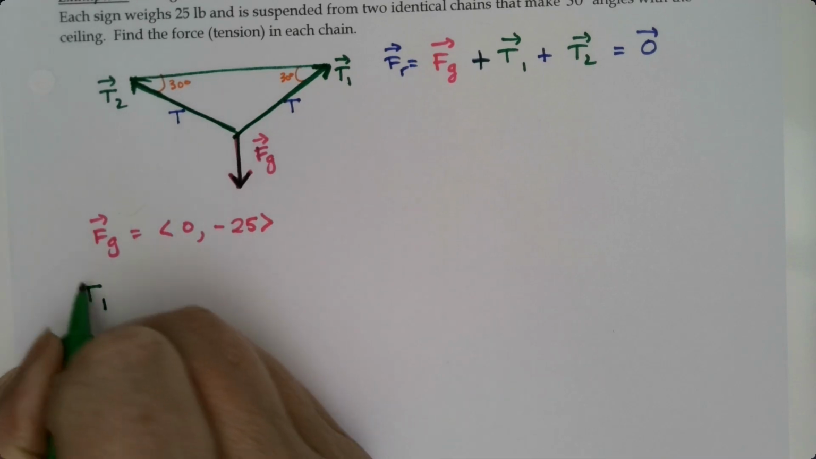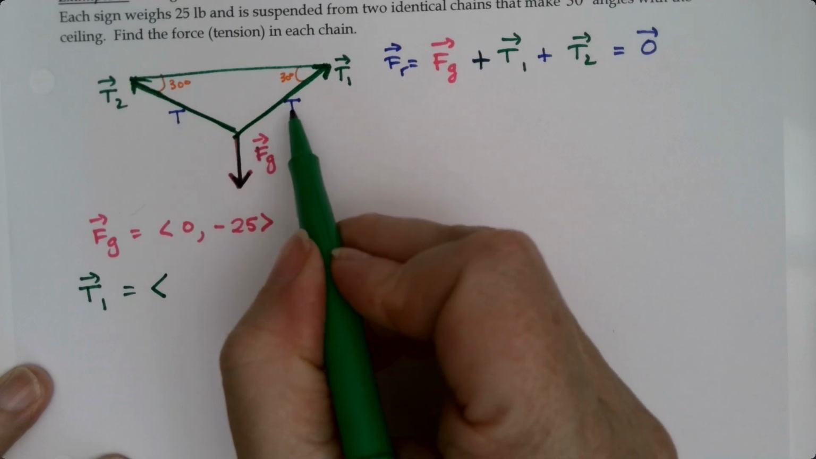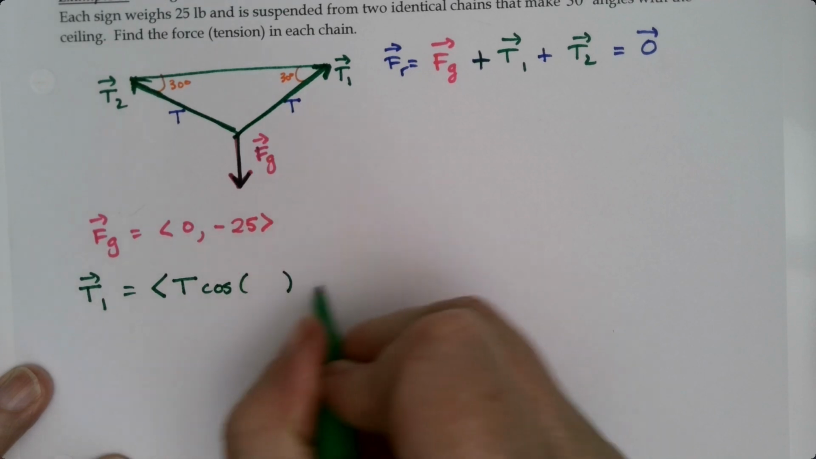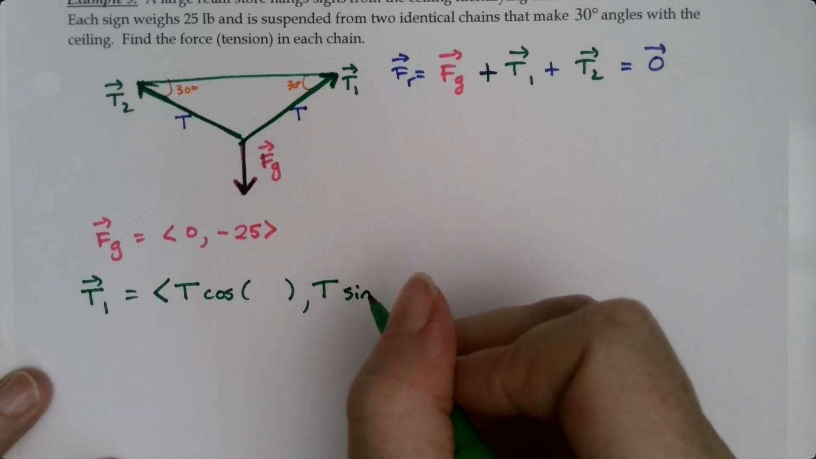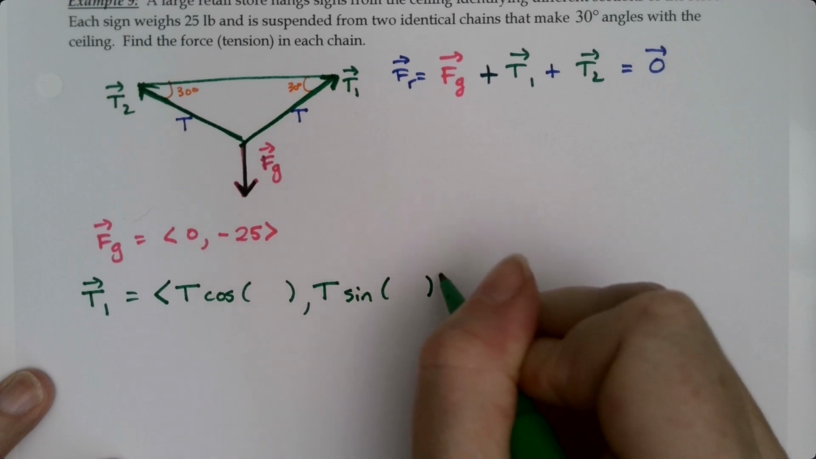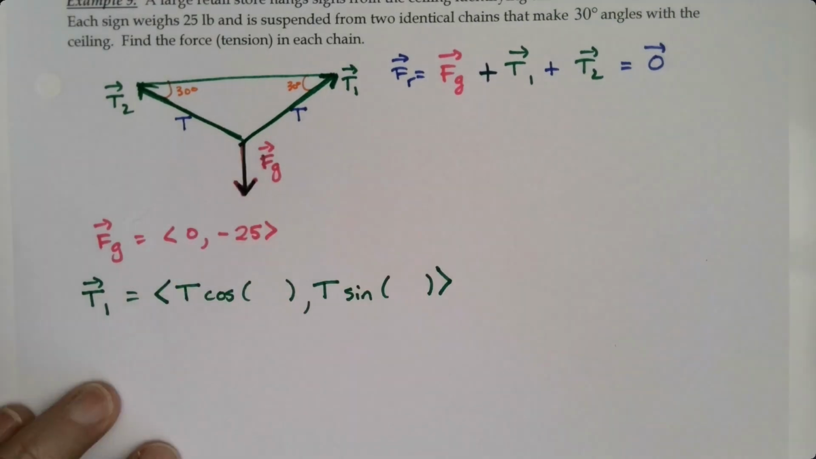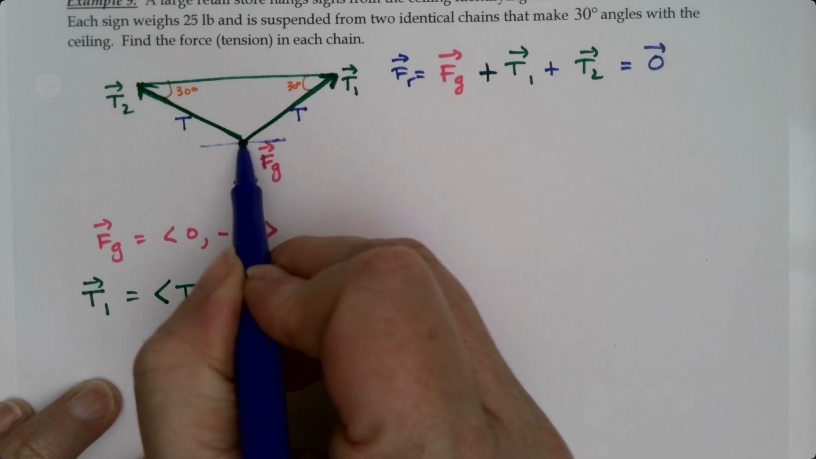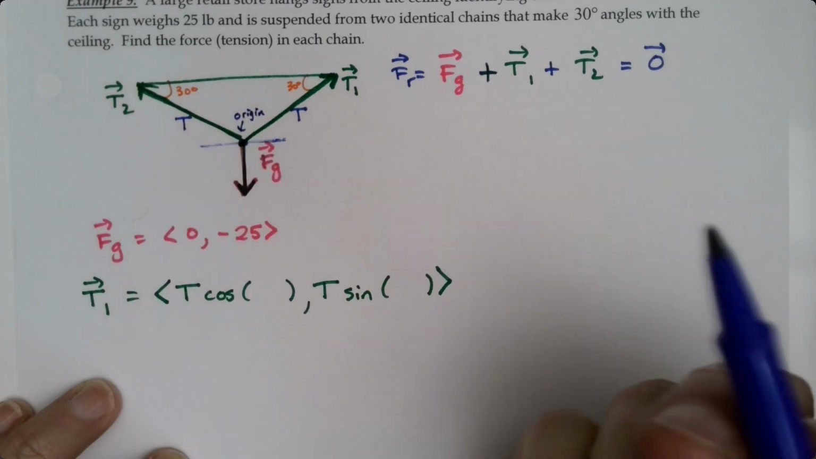So T1, that vector that's holding it up, would be equal to, now T is the magnitude of this vector, so it would be T times the cosine of the angle, and then T times the sine of the angle. Now the question is, what's the angle? Well, for this vector, if you imagine, here's the top of the sign, right here. That's the positive x-axis. We're basically placing the origin right there, because it's convenient to put it there.